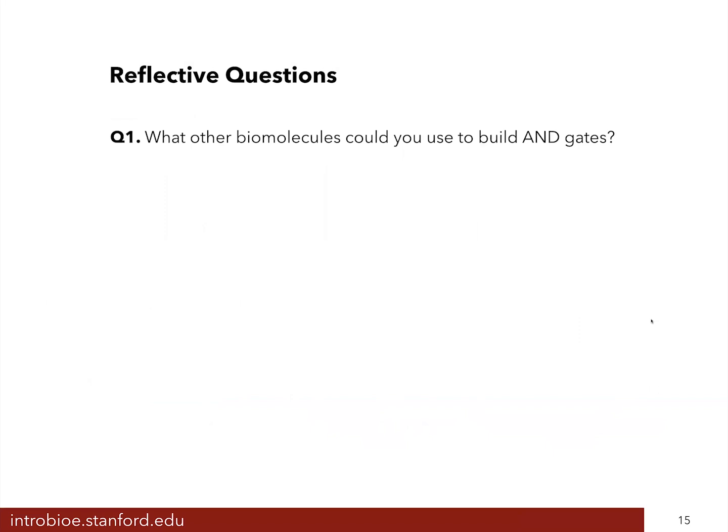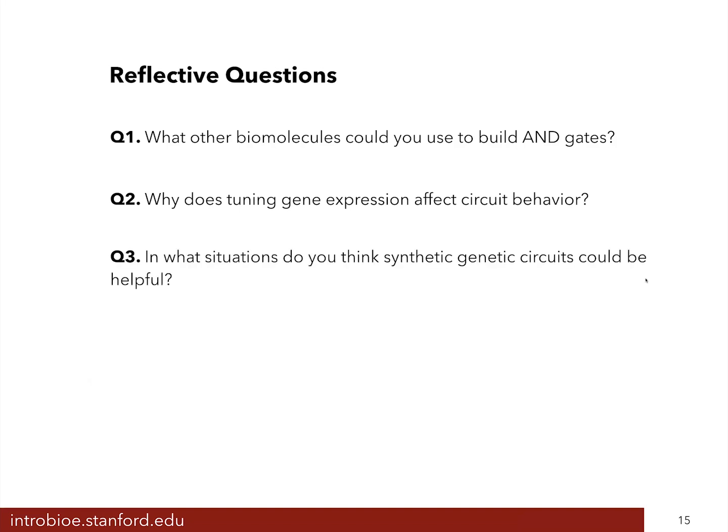I want you to think about what other biomolecules you could use to build AND gates. Maybe these are biomolecules you've heard of in your biology courses, or maybe you're just dreaming. Maybe you're thinking, if only there were a biomolecule that did this thing, we could build a really cool AND gate with unique dynamic responses or other unique properties. I want you to reflect for a little while on what would be an interesting biomolecule to build a logical AND gate with. I also want you to think about why tuning gene expression affects circuit behavior, and in what situations you think synthetic genetic circuits could be helpful.